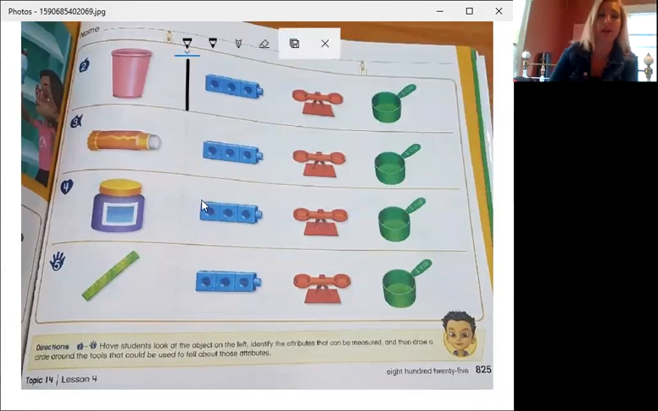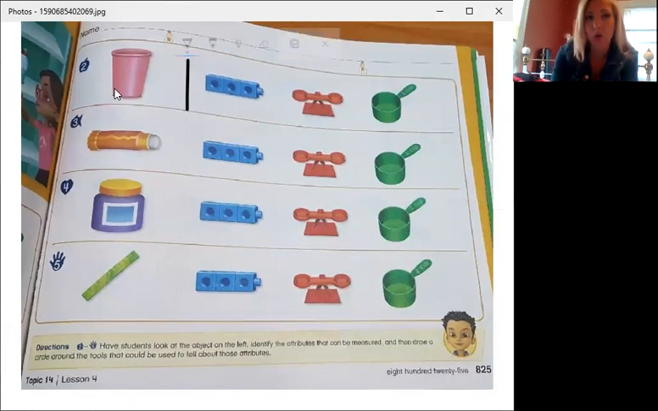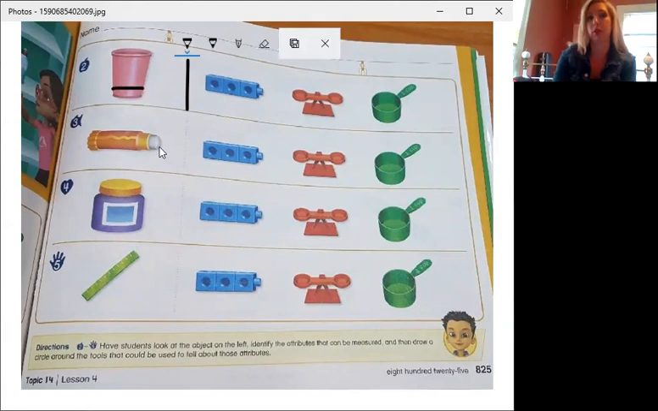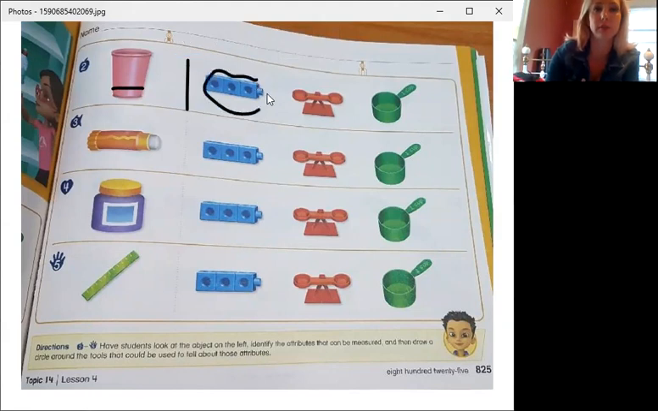Okay, so on our next page, you can draw a line to separate this side and this side. On this side, we have a bucket of water. Can we take the cubes and measure how long the bucket is? Yeah, of course, we can take the cubes and line it up at the bottom and see how long it is. So let's circle the cubes.